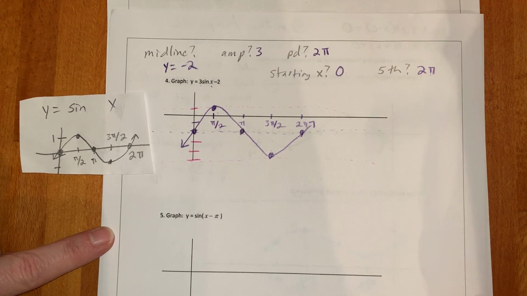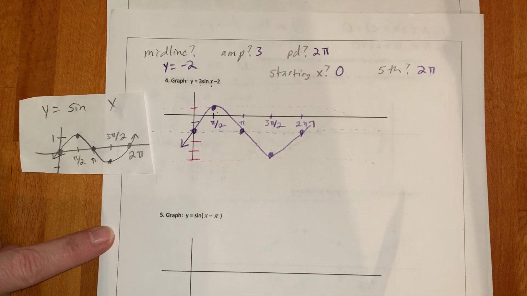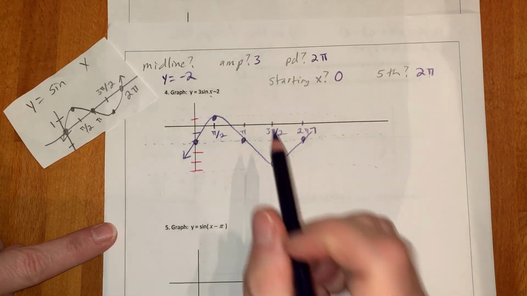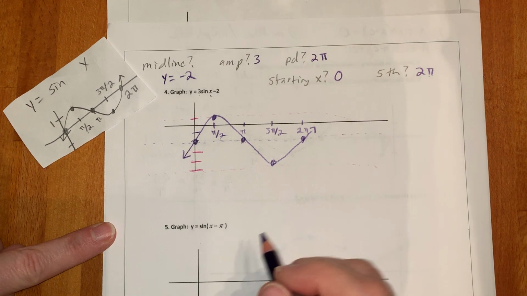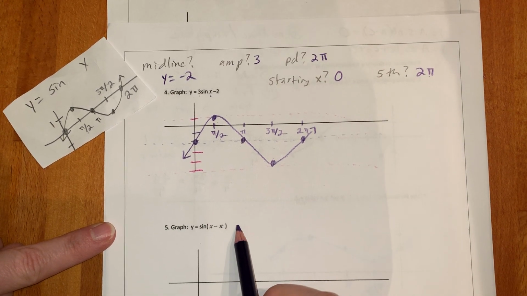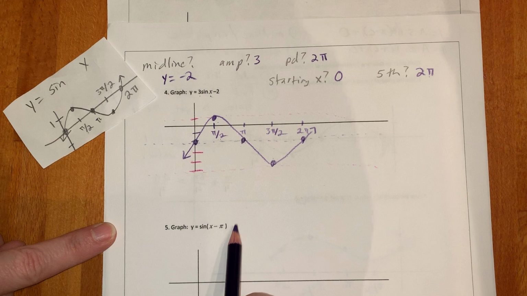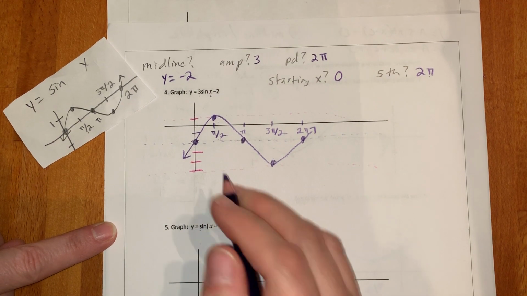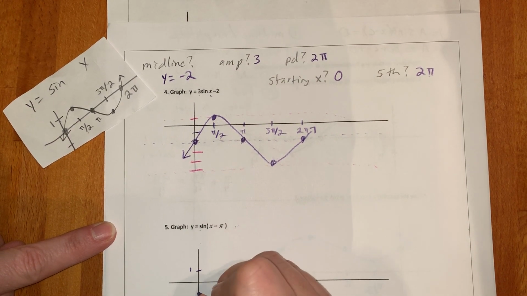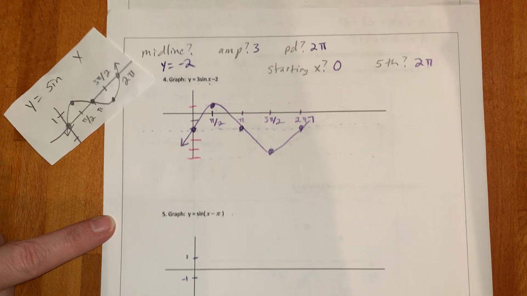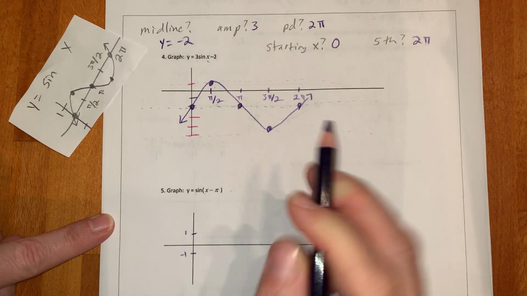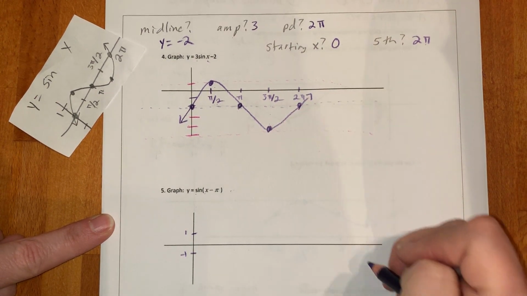All right, we're going to do one more graph together, and we're going to do sine of x minus pi. We're going to follow these questions again. I noticed that I have no vertical translation, so my midline is just going to be 0. My amplitude, there's no change here, so it's just going to be 1. So I'm going to put a little 1 and -1. My period, there's no number in front of the x, so my period is just going to be 2 pi still.